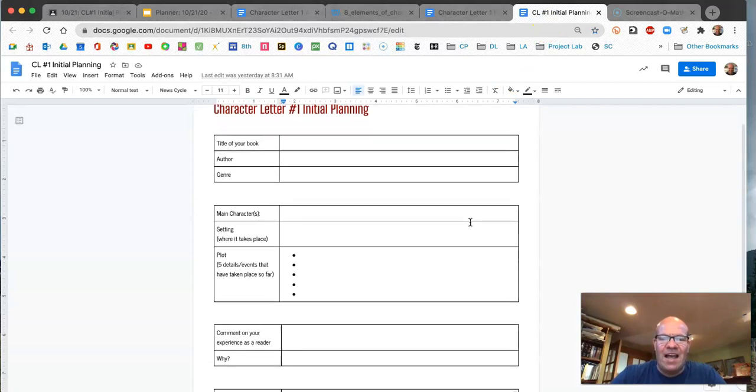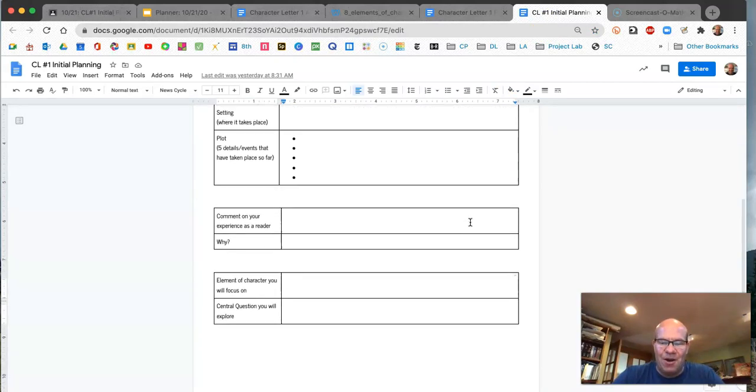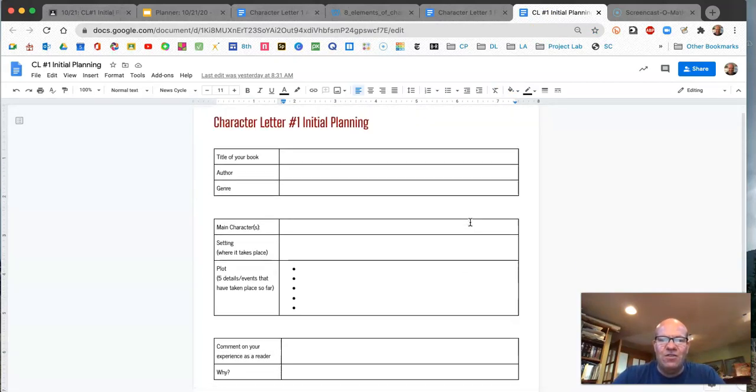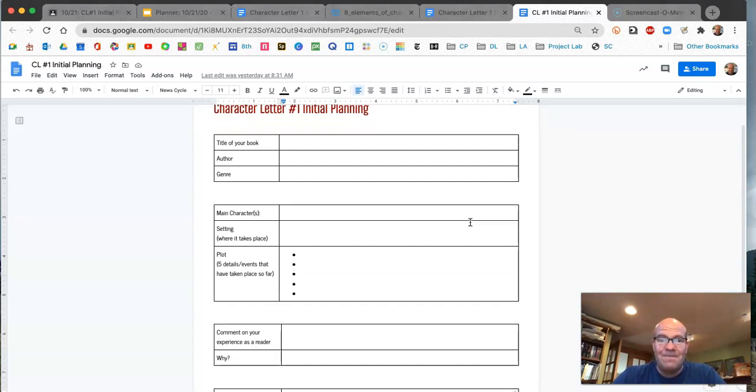Tomorrow, we're going to look at organizing information for the second paragraph. So remember, everything that you do here, you're going to use this on your letter. Turn it in when you're done. Email me if you have any questions, and I'll see you tomorrow.